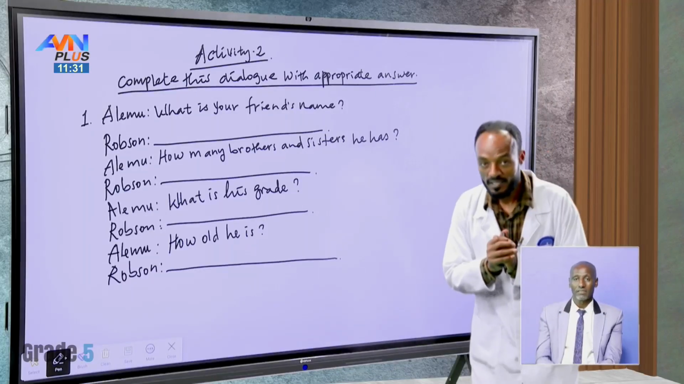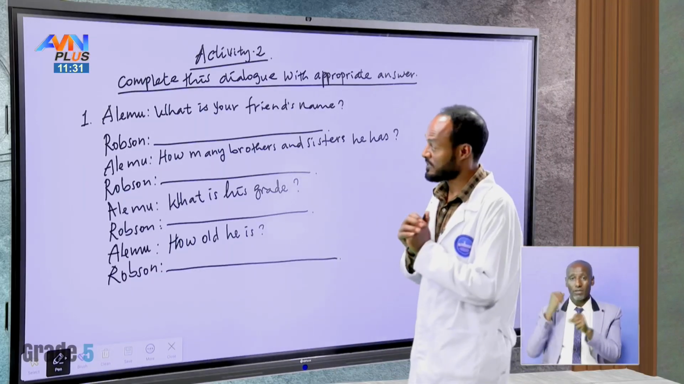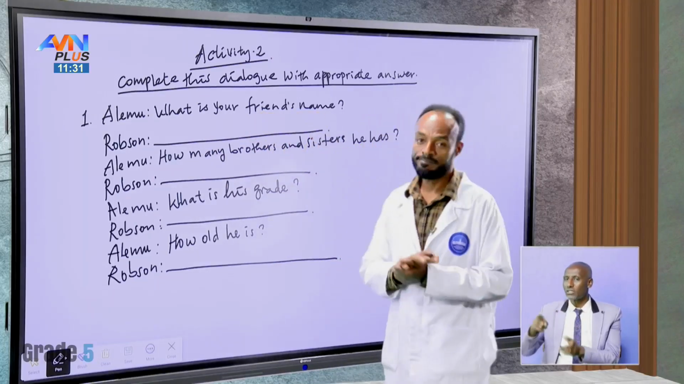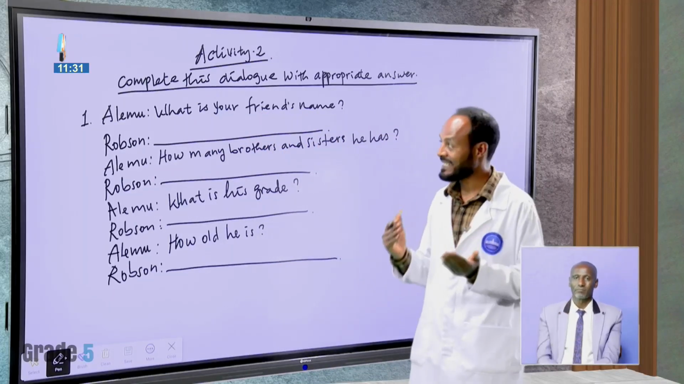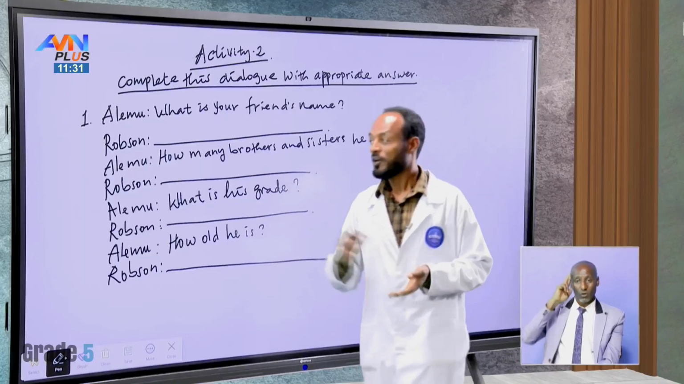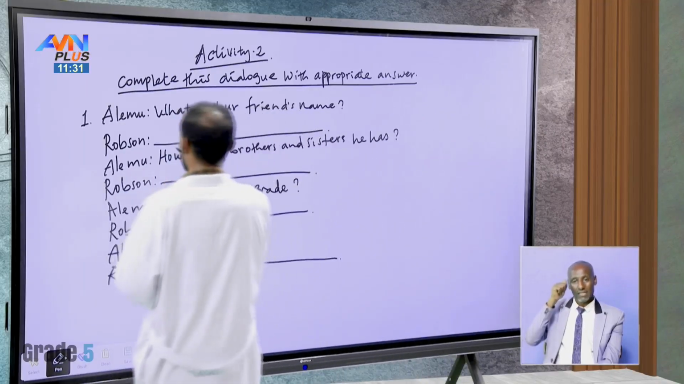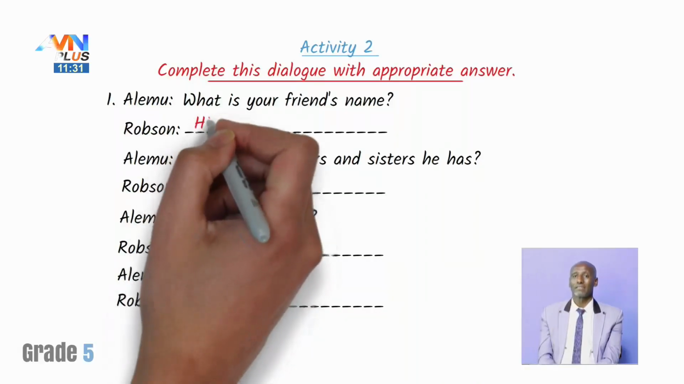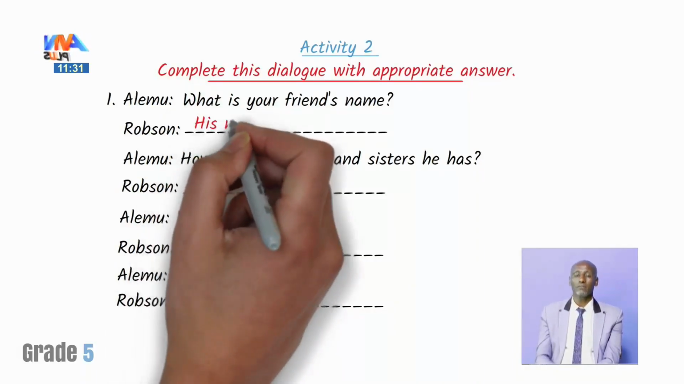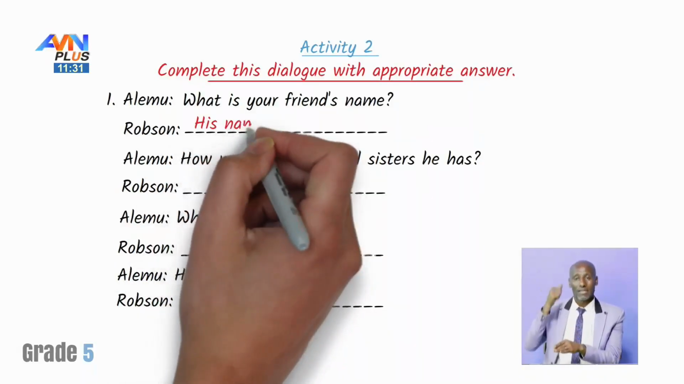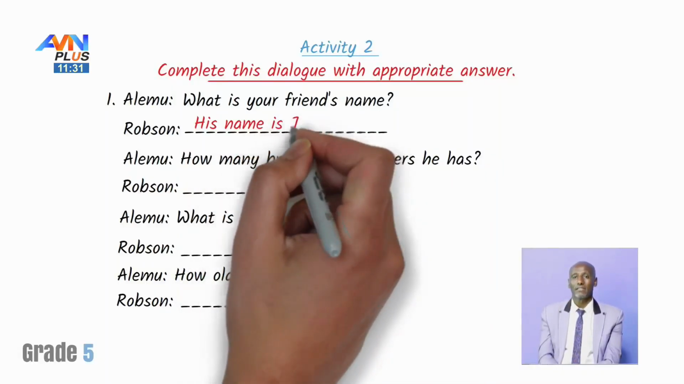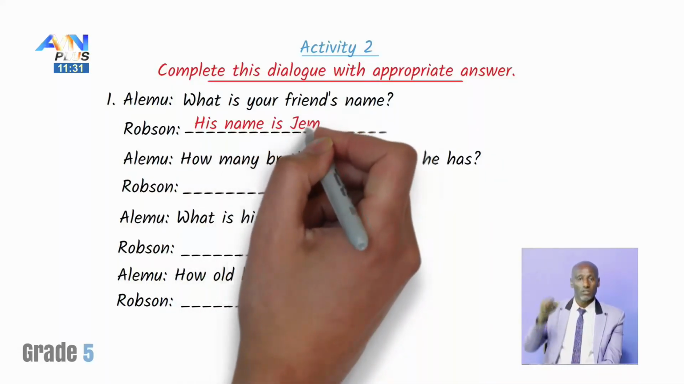Perfect. Nice. I hope you did it. Nice, students. So, okay, what is your friend's name? What is your friend's name? Robson could say what? His name. His name is, because we are just talking about introducing others, okay? His name is Jamal.